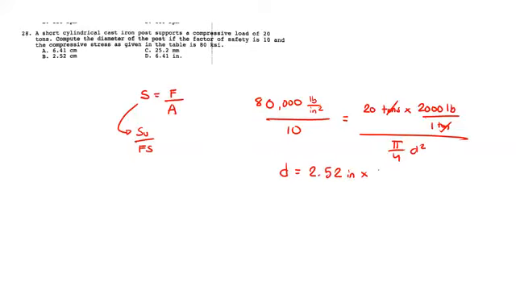Then times 2.54 centimeters per 1 inch. So the answer here is 6.4 cm. So the answer is letter A.